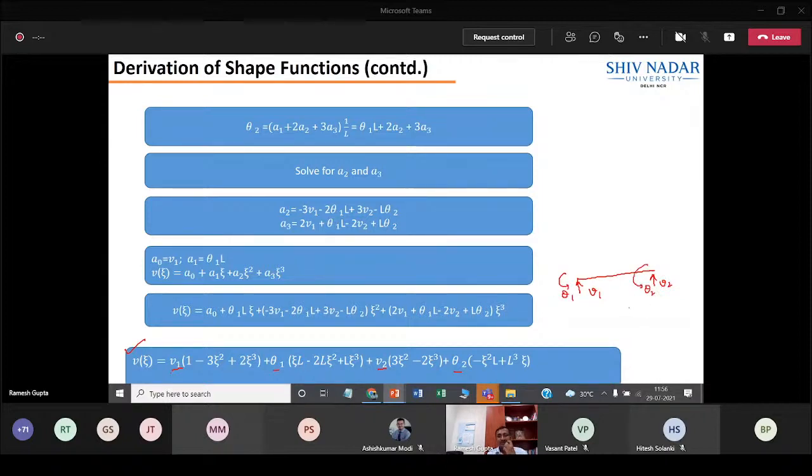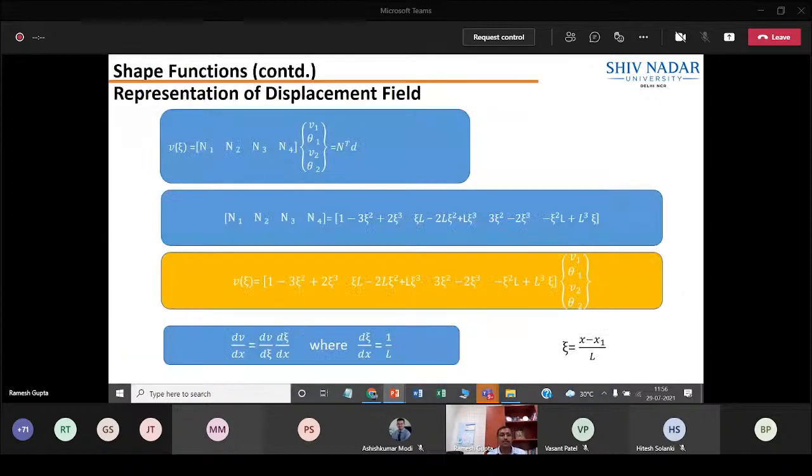Okay, so using the four nodal values, four nodal degree of freedom values, I am able to represent your displacement field. Now the coefficients of the polynomial, which is multiplying with these unknown coefficients v1, v2, v3 and so on, are nothing but your shape functions. That is nothing but, let's say, N1, N2, N3, N4. So that is what I just represented over here.